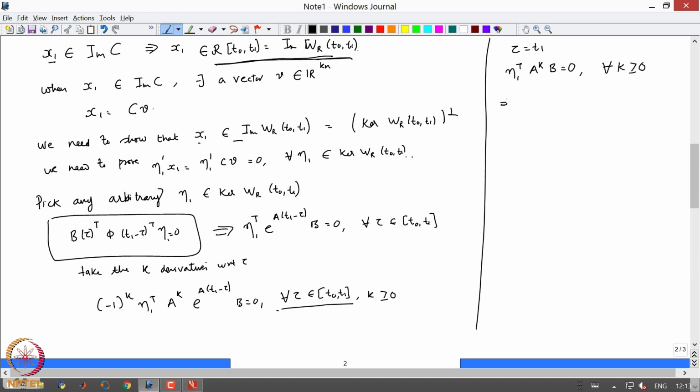So, this means that eta 1 transpose C is actually equal to 0, right, because if say k equal to 0, I have eta 1 transpose b equal to 0, for k equal to 1 and so on. Okay. So, when eta 1 transpose C equal to 0, this also means eta 1 transpose C times v is also equal to 0, right. That is what we wanted to show here, right, and therefore, this completes the proof.